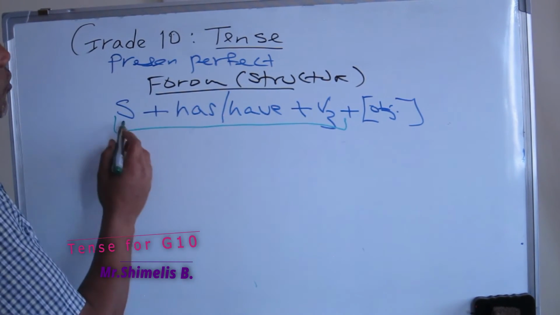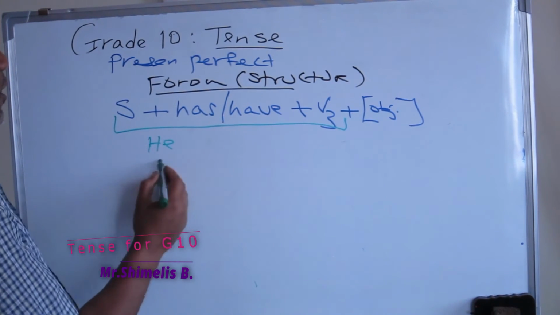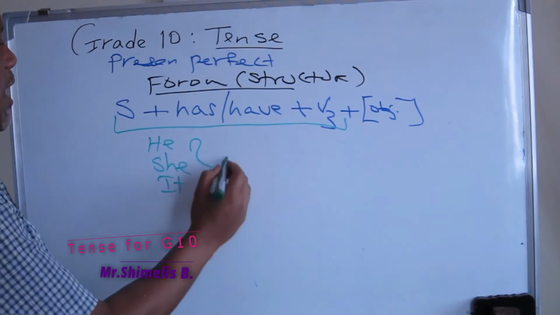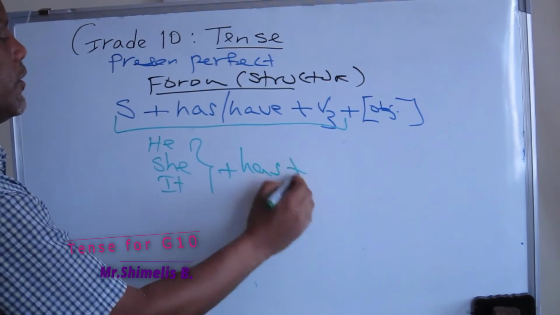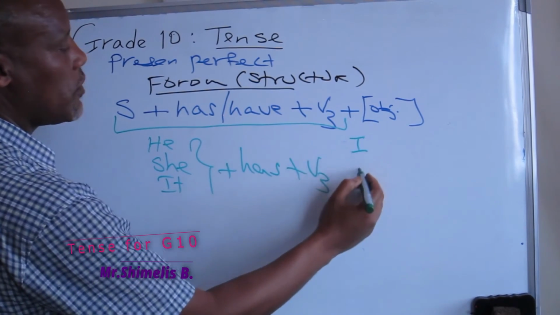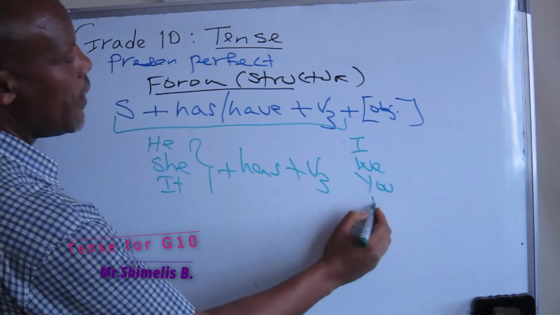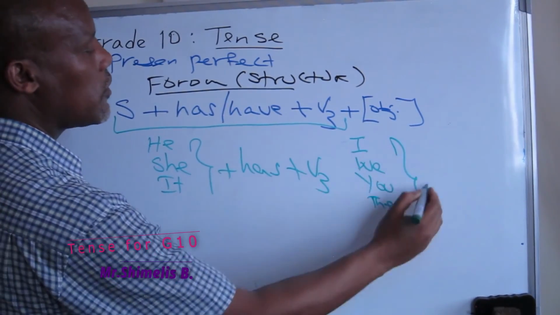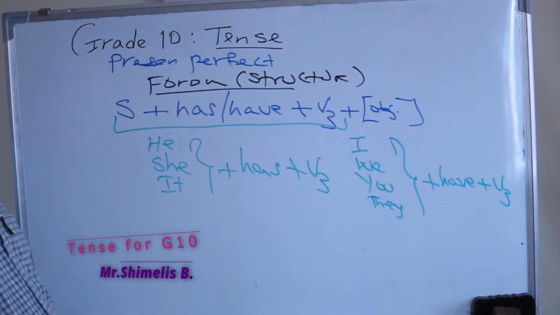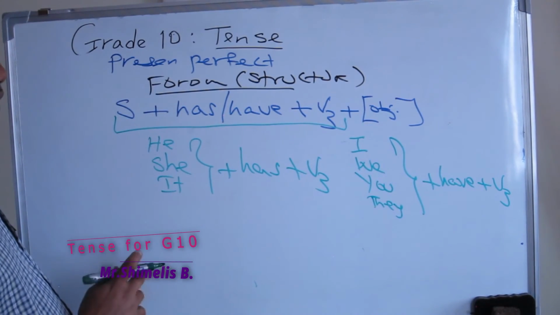So as a sentence, it would have a subject, and the auxiliary verb has with singular subjects, have with plural subjects. So with he, she, and it, we use has, okay, and the third form of the verb. Exceptionally, with first person singular I, first person plural we, second person singular and plural you, and third person they, we use have as an auxiliary verb, and the main verb stays in past participle form. So this is the structure of present perfect.